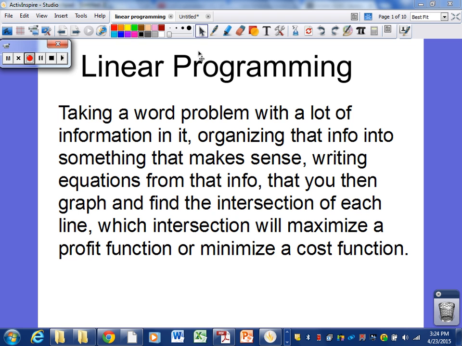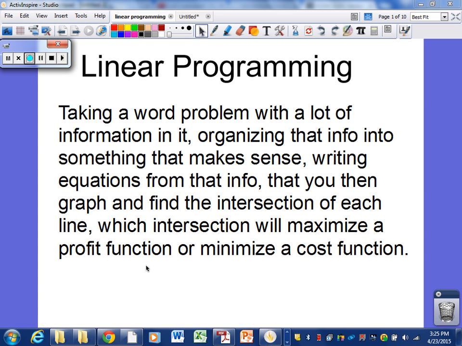This time it's about linear programming, a type of linear inequalities that does exactly this. It takes a word problem with lots of information that you need to organize and make some equations out of, and then see where all of those things cross. And where they cross is going to be some points that you're going to want to maximize or minimize with a cost function or a profit function. Okay, so there's lots of things to do here.